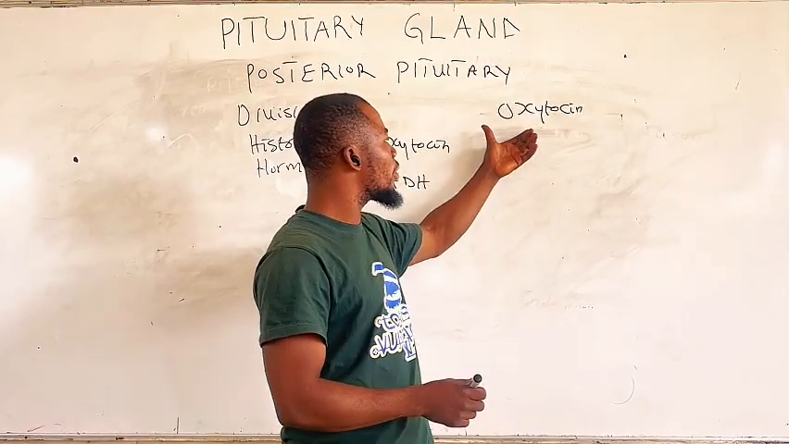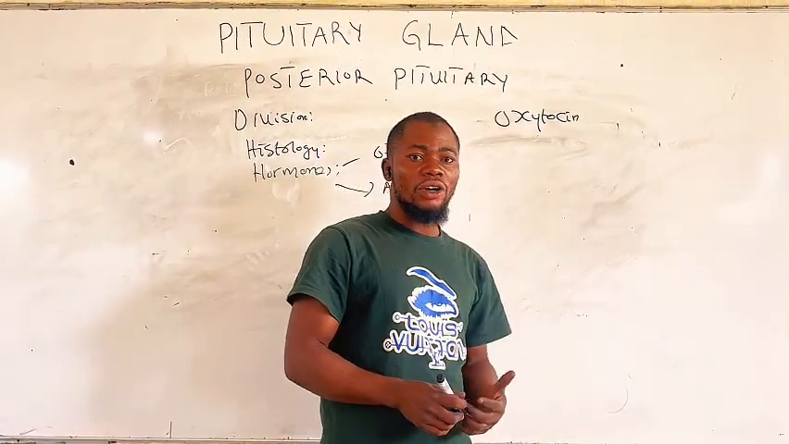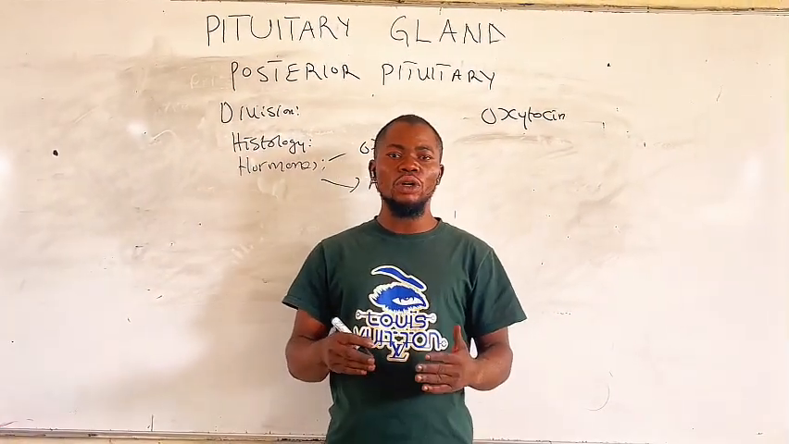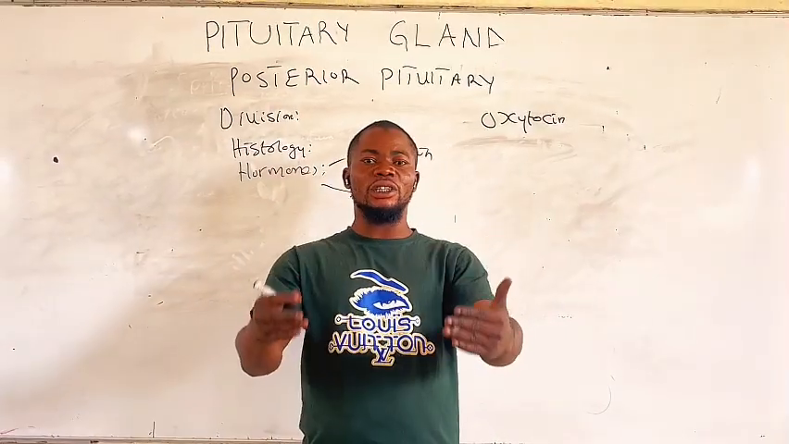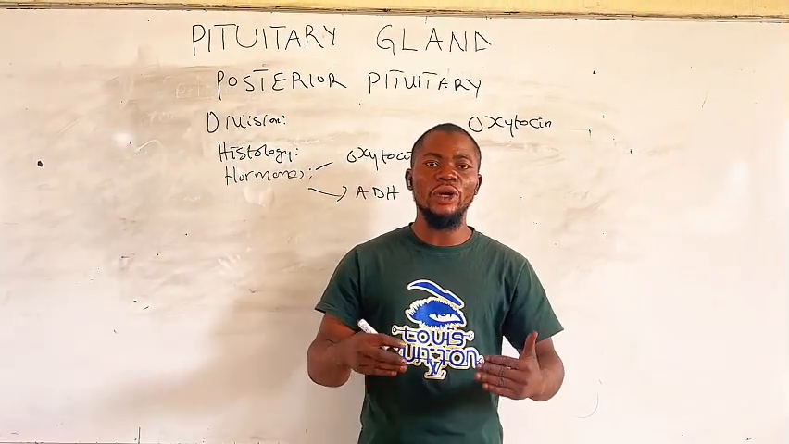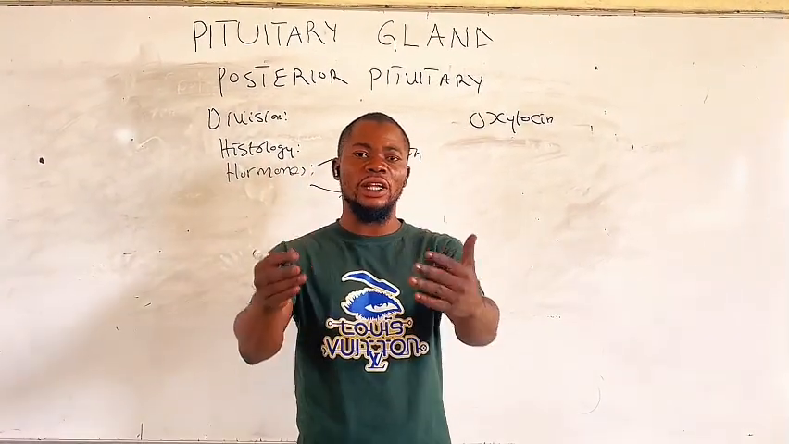Now, regulation of the oxytocin. Regulation of the oxytocin is through a positive feedback mechanism, because its secretion will not end until the end of the event.